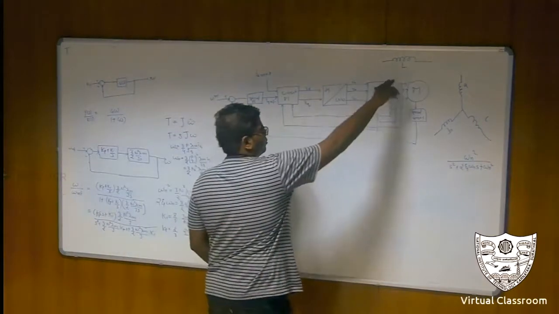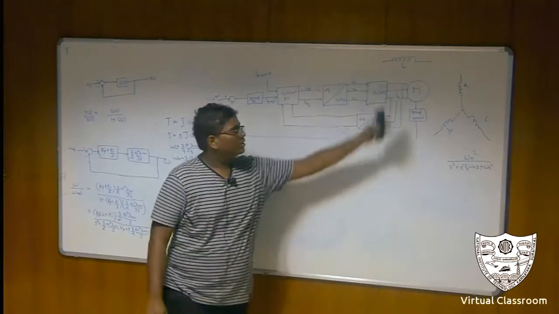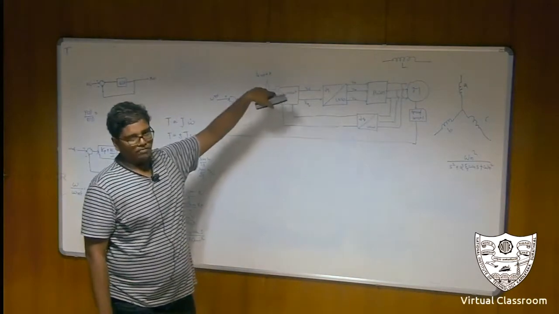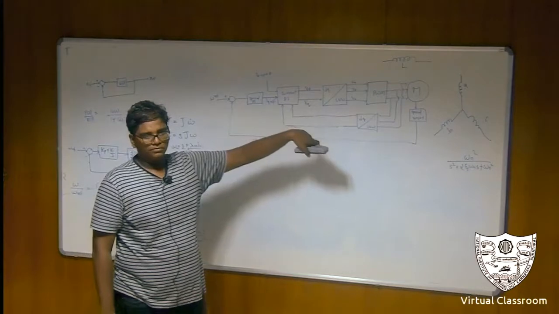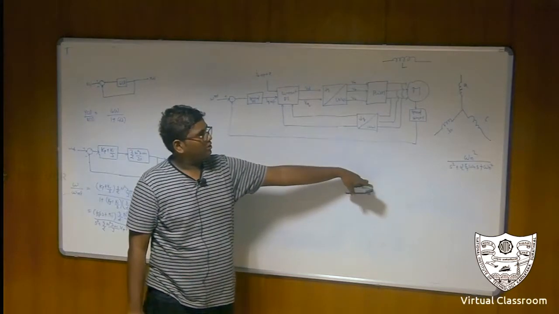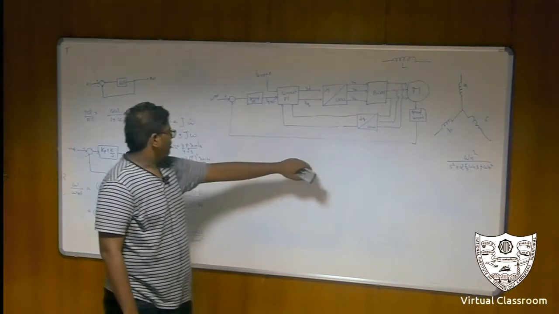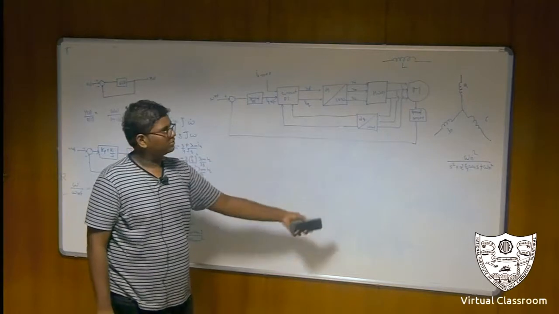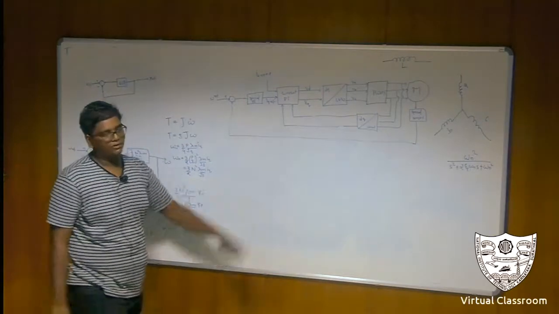From that, the motor will be drawing some current. I'll feed it back to the current controller. So this is what my control looks like. And that's how you control a synchronous motor in a way similar to that of a DC motor.